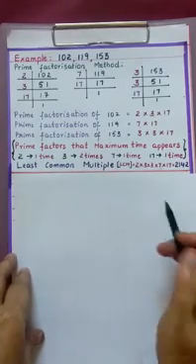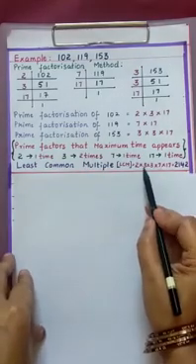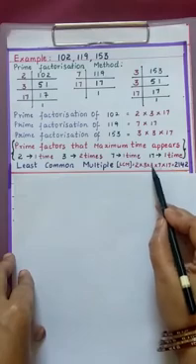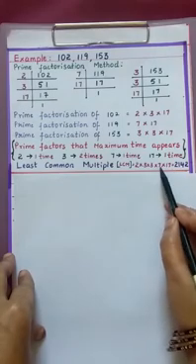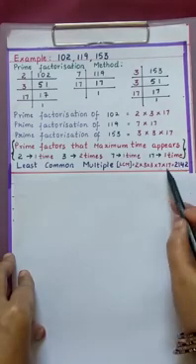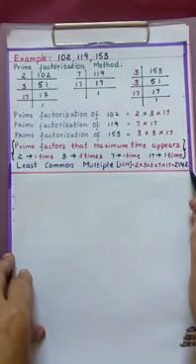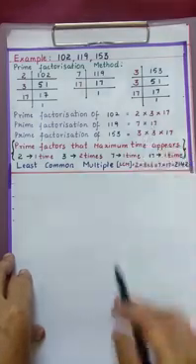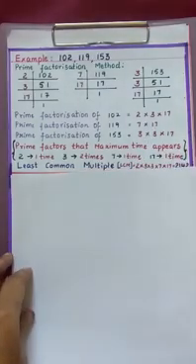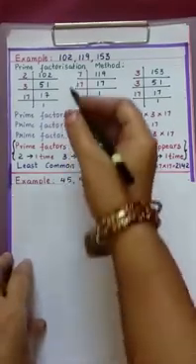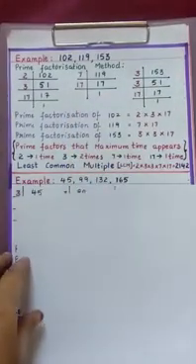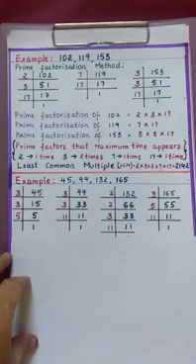If you multiply here, 2 3s are 6, 6 3s are 18, 18 7s are 126, 126 17s are 2142. So this is the way we can find the LCM using the prime factorization method. That was an example with 3 numbers. Now take another example with 4 numbers.